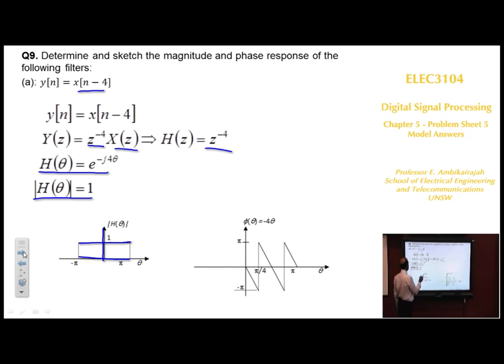Now the question is phase. Phase theta is equal to minus 4 theta. So you substitute theta equals 0, and it's a minus, so you go minus 4. And you keep going, and you will find at theta equal to pi over 4, it will reach pi. That's the maximum it can go, and it can't go any further according to our plot. Now if it reaches minus pi, it must do a 2 pi jump.